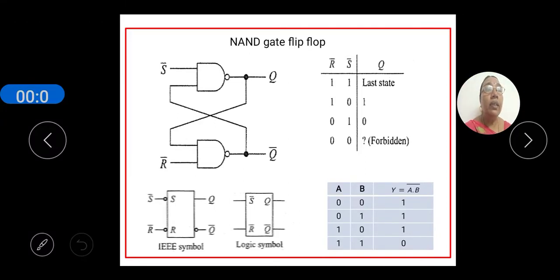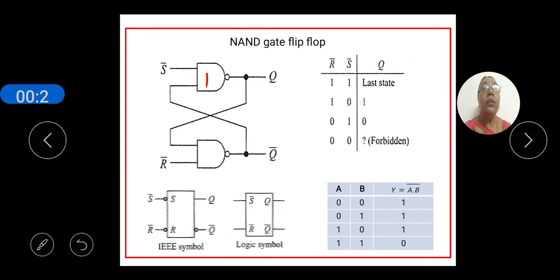Good morning. Today you'll see the working of NAND gate RS flip-flop. This is the circuit diagram of NAND gate RS flip-flop. Similar to NOR gate flip-flop, here again we use two NAND gates.